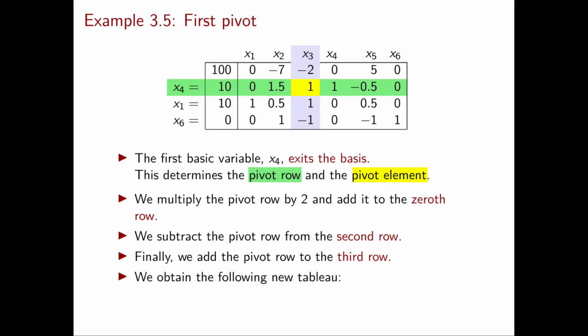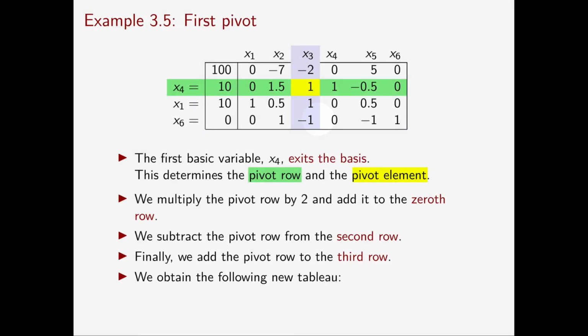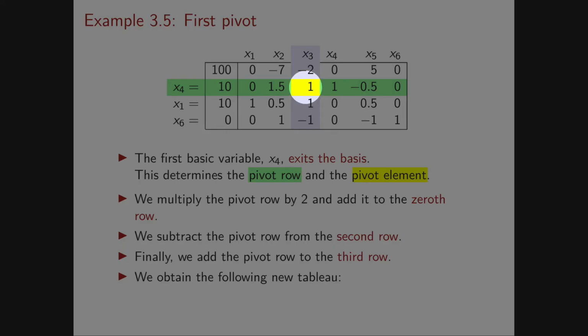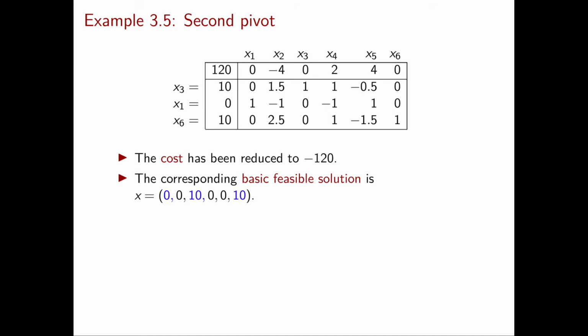Now we have all the information that we need to construct the new tableau. We need to transform the pivot column into the column that has all zeros except in the pivot element where we should obtain a 1. To get rid of this minus 2, we need to multiply the pivot row by 2 and add it to the 0th row. To get rid of this one, we just need to subtract the pivot row from this row, which is the second row. To get rid of this minus 1, we only need to add the pivot row to the third row. Finally, we don't need to do anything in the pivot row because we have already a 1. If you perform all these elementary row operations, you obtain the next tableau, which is the one over here.